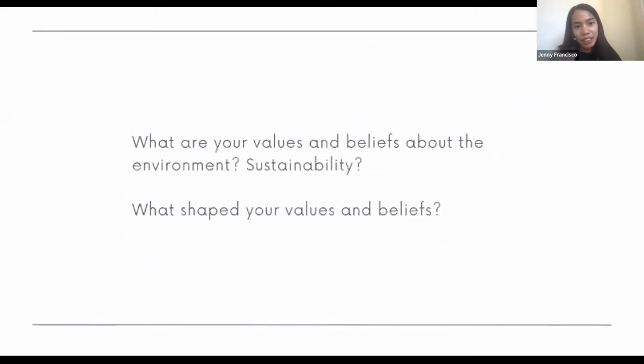And the next question, moving on to the beliefs and values of the environment: what are your values and beliefs about the environment, sustainability, and what shaped your values and beliefs? Again, you can post your answers, but I really want you to reflect on it.